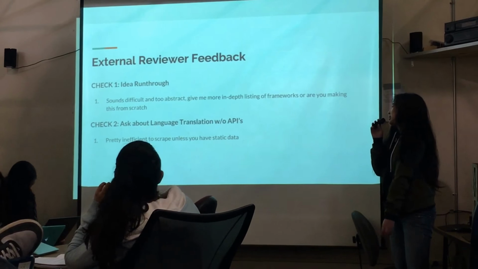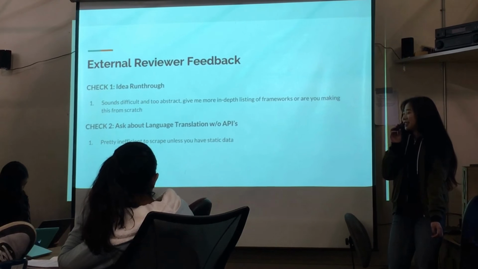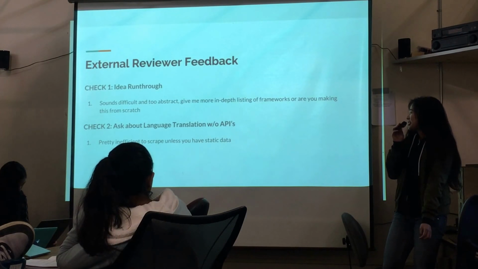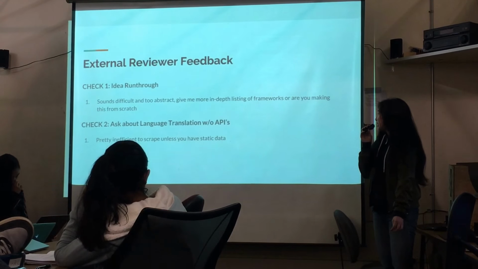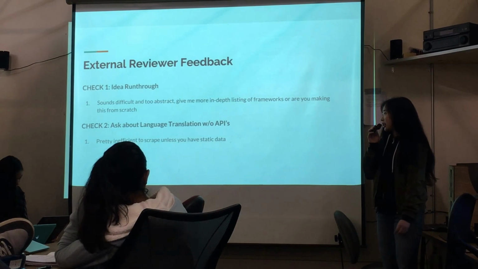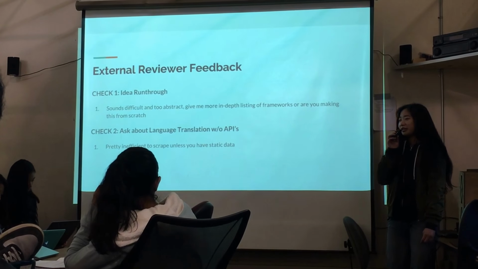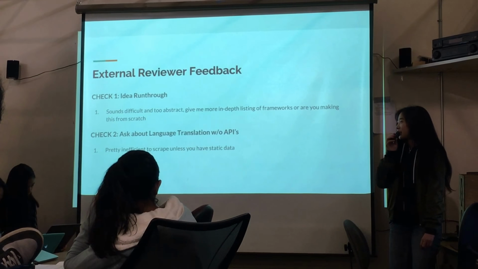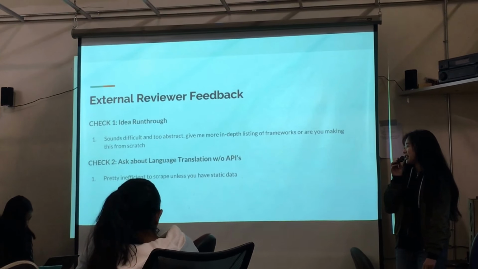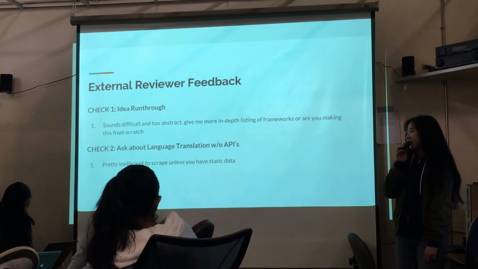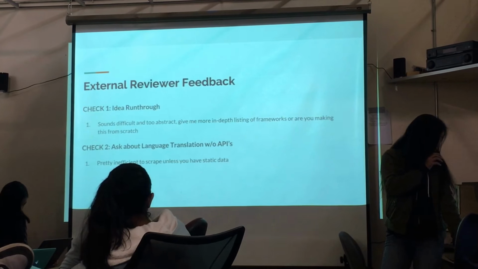When I talked to my external reviewer the first time, it was just to make sure my idea didn't sound too unreasonable. But then he said your idea is kind of too vague. So he asked for an in-depth list of frameworks and whether I was making this from scratch. And then the second check, I was trying to translate stuff, but I didn't want to use the Google Translate API, so I wanted to scrape a dictionary or something, but he said that would be kind of inefficient unless I had static data. So I just decided I'd use the Google Translate API.